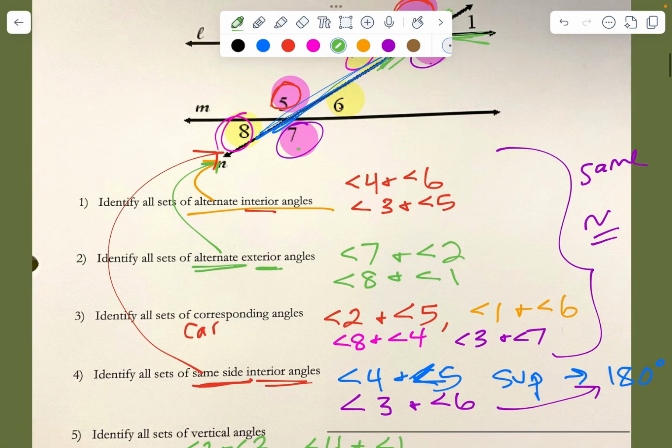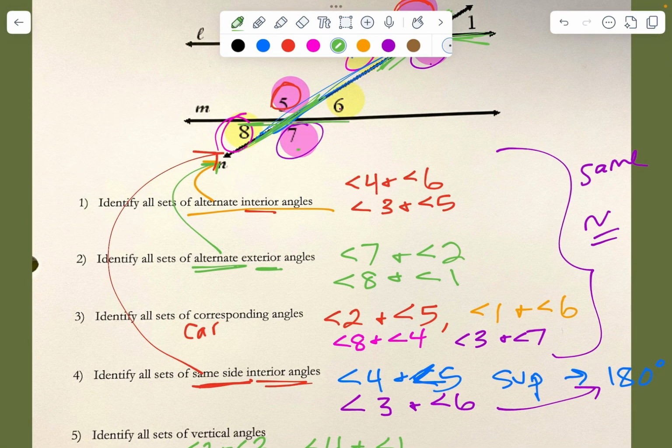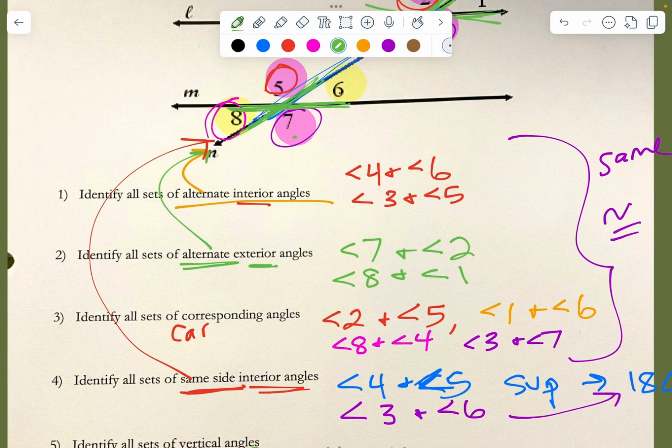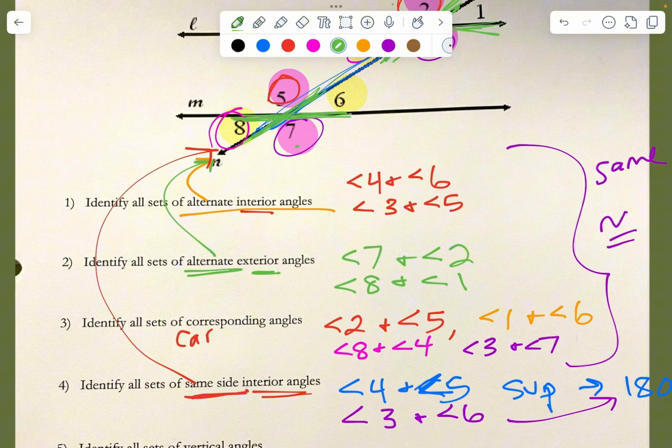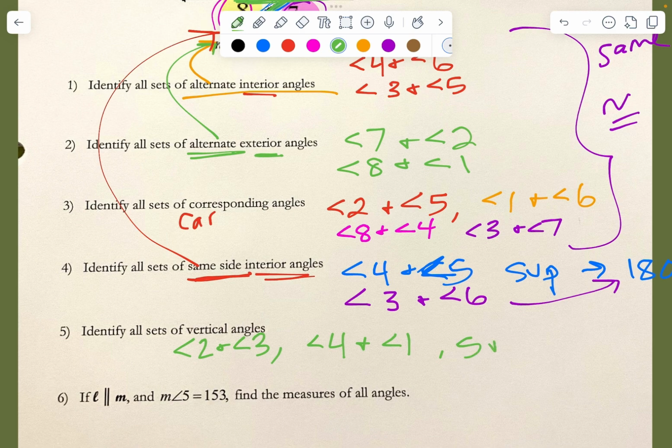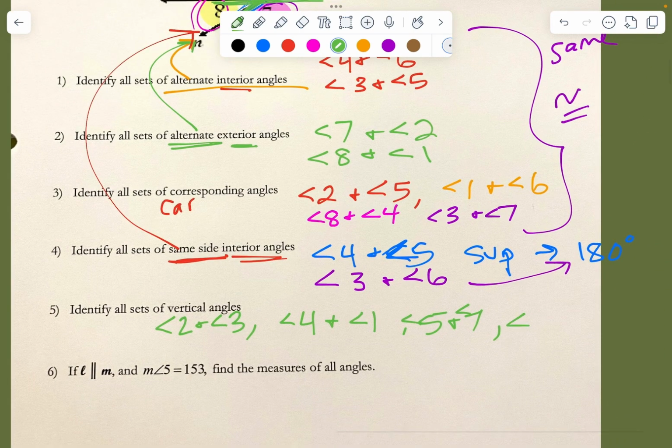And then on the bottom set, again, you have the lines that cross. You don't even have to have parallel lines cut by a transversal. You just need 2 lines. 5 and 7, angle 5 and angle 7, as well as angle 8 and angle 6.